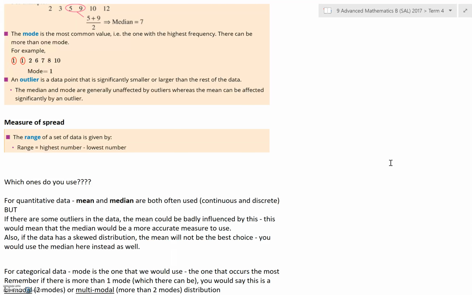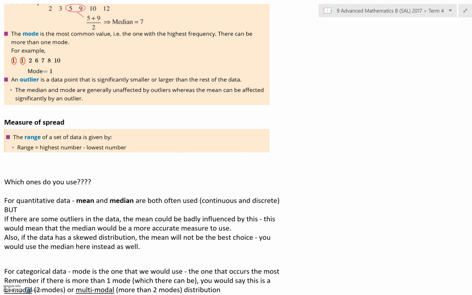Now, measure of spread. What is that? Well, one common one that has been done before is range, and it's just over what area, over what number of values our data can be seen between. So range is found by taking the highest value and taking the lowest value away from that. Highest number minus the lowest number.